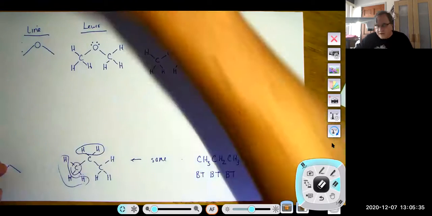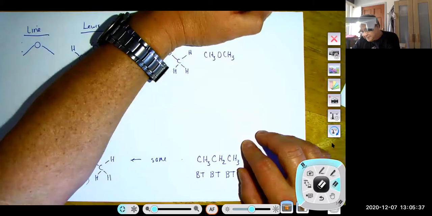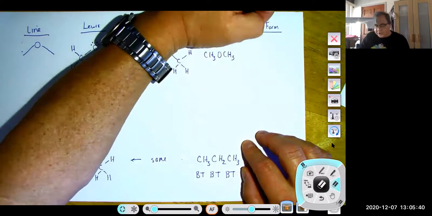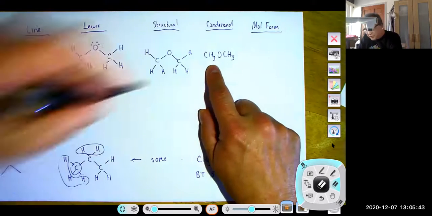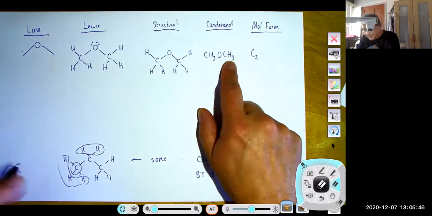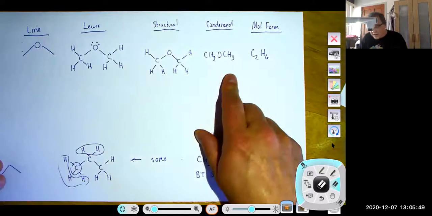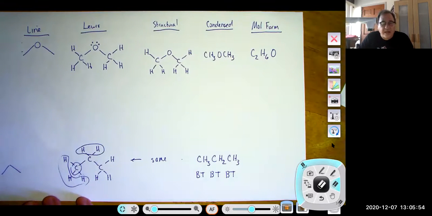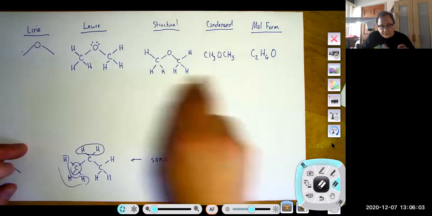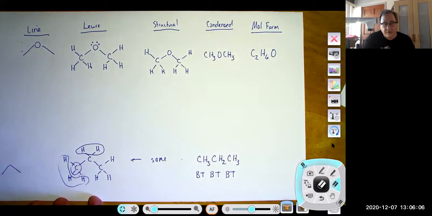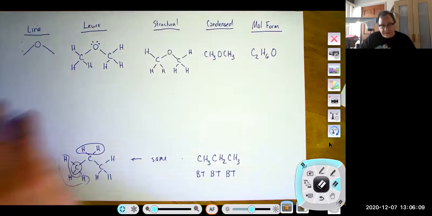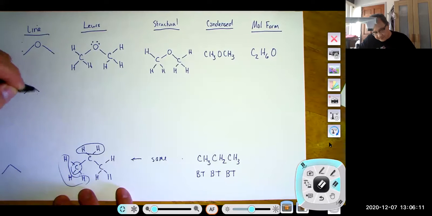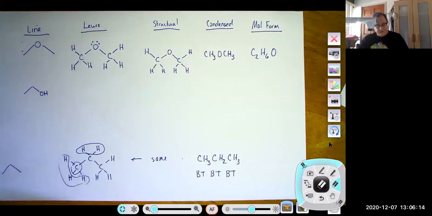Okay, now there's the molecular formula, which means you just count atoms. How many carbons? 2. How many hydrogens? 6. How many oxygens? 1. And there's the molecular formula. Okay, are you ready for another try? A different molecule. And I want you to do all of these for this new molecule. Here we go. When you're done with all of them, give me a thumbs up. Here's the molecule.